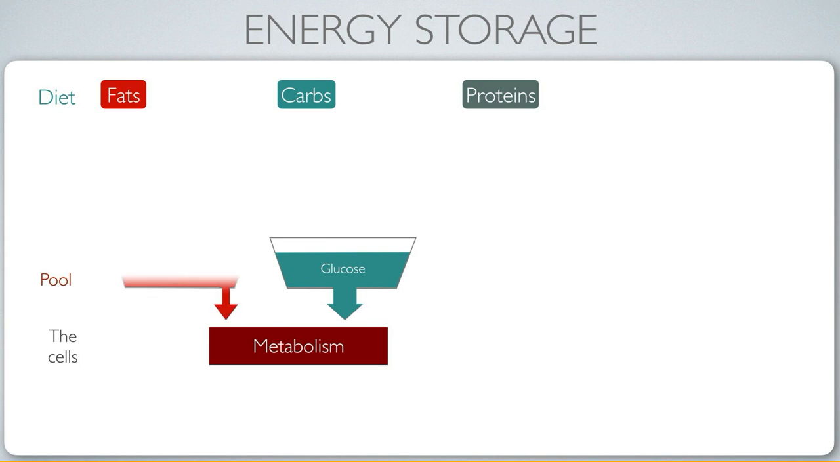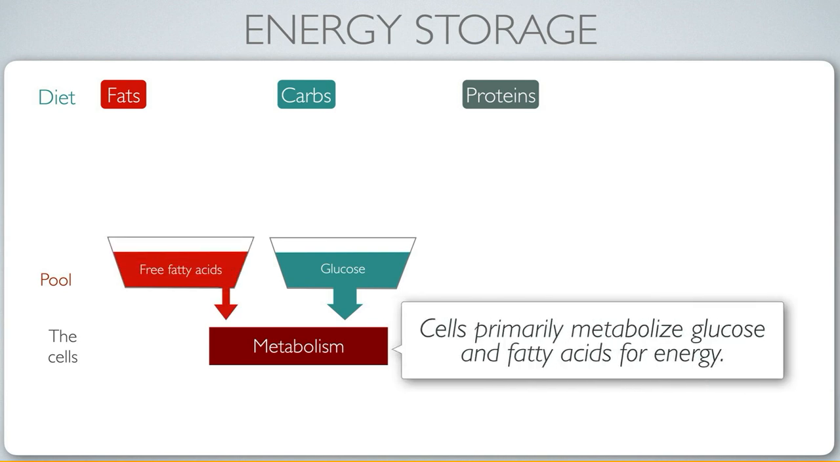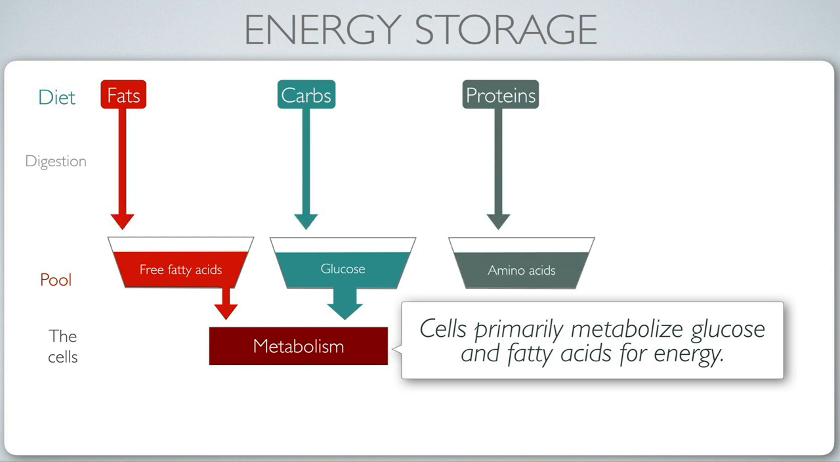Free fatty acids, as we've just seen, also provide a source of energy. So cells primarily metabolize glucose and fatty acids for energy. Proteins are broken down, and they can ultimately be broken down into the form of amino acids. And amino acids can also be converted into glucose. We'll get into where that occurs in a moment. So we have the digestive system providing these pools of energy.